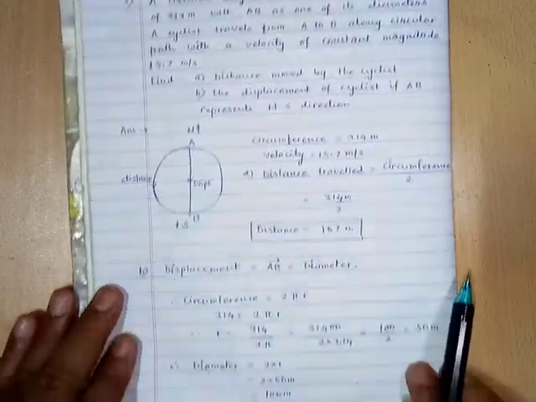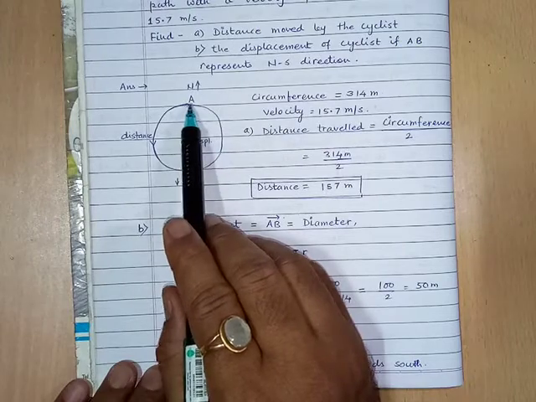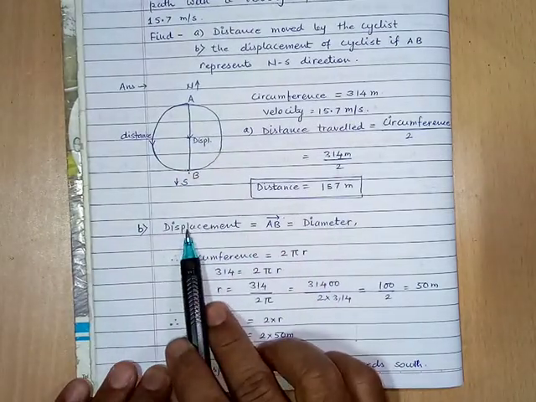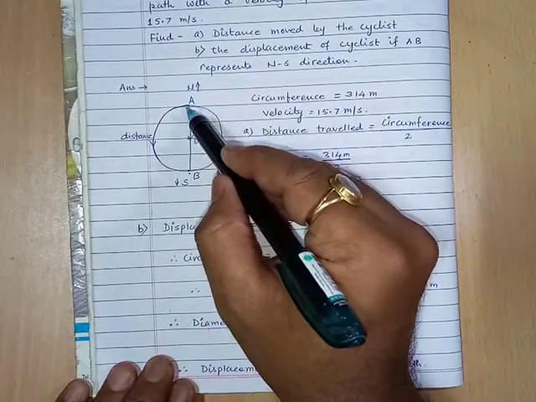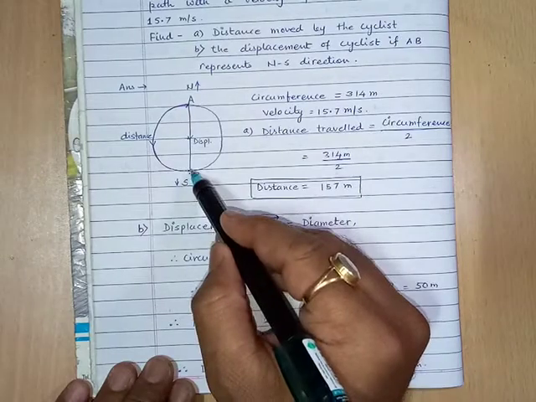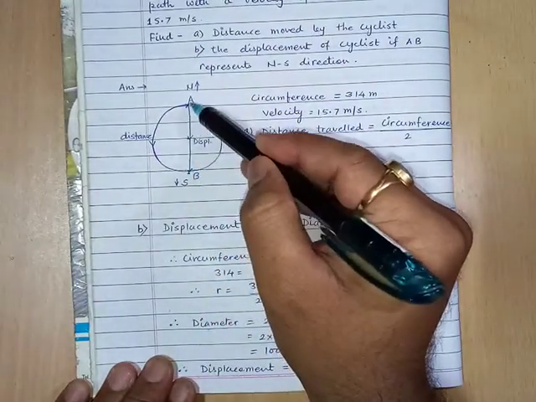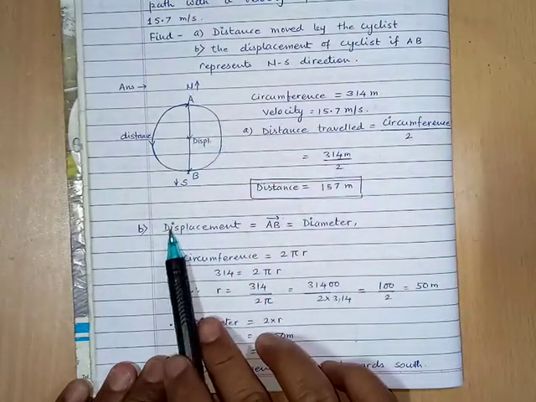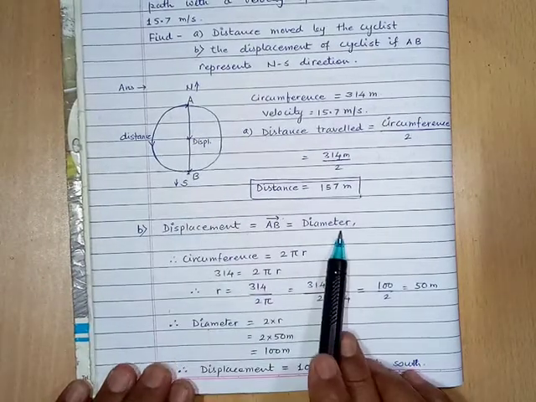Now let us see how we can calculate the displacement during the motion of the cyclist from point A to point B. I know that displacement is nothing but the shortest path. If I consider A as the initial point and B as the final point, the shortest path is this particular diameter of the circle. So I can write here that displacement is equal to AB, which is the diameter.